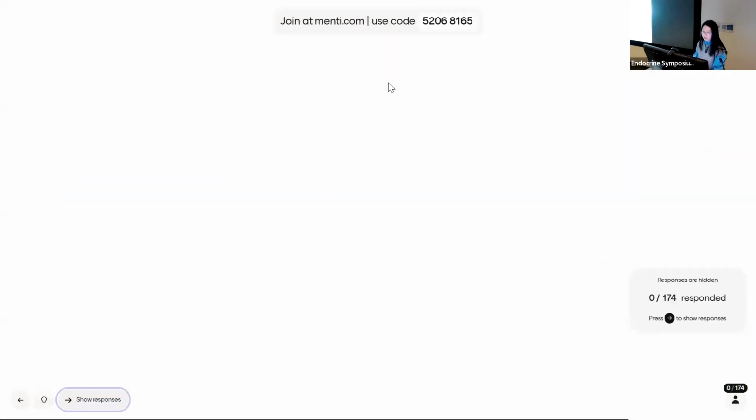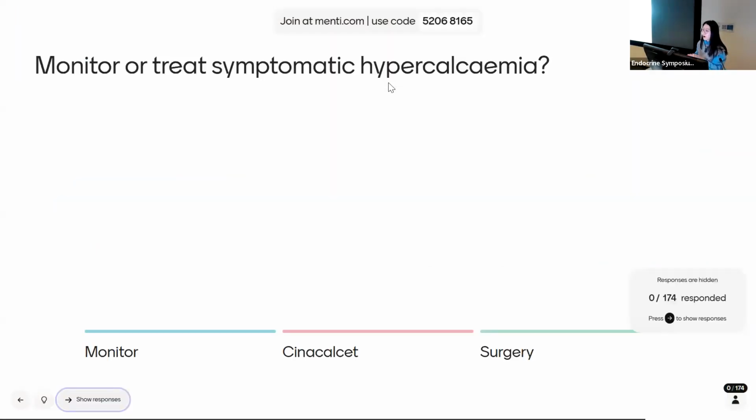So we're talking about hypercalcemia. What would you do for this patient? Will you continue monitoring her symptoms, or would you treat it with cinacalcet, or would you think of surgery for this lady?